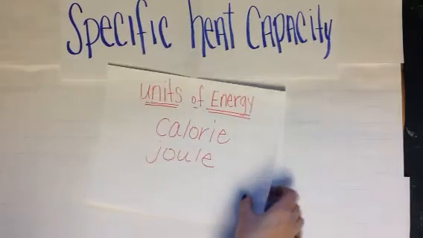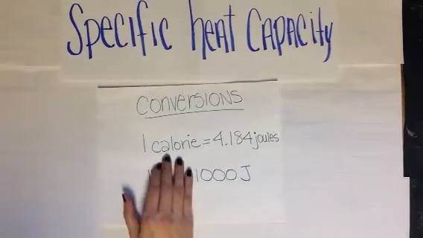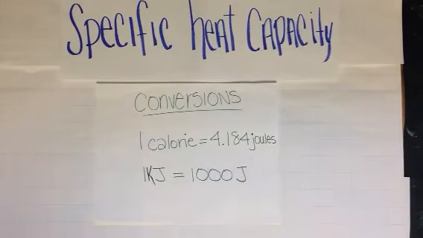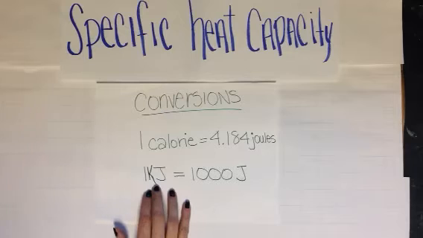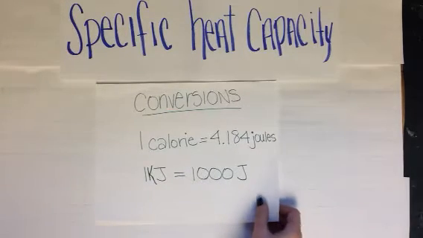A relationship between these units is seen here: 1 calorie equals 4.184 joules. This is a good conversion factor to write in your notes. Also important to know is that you could also have a kilojoule. So 1 kilojoule is equal to 1,000 joules.